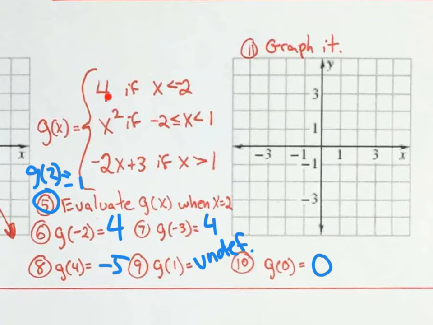Let's move on to the more fun part of this, which would be graphing g of x. Now, if we take a look at our first piece, that is simply a constant value, 4. That's saying y equals 4. Now, y equals 4, Cameron, is a line at the y equals 4 value.